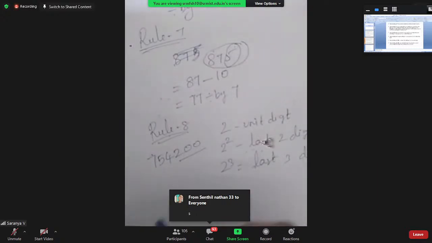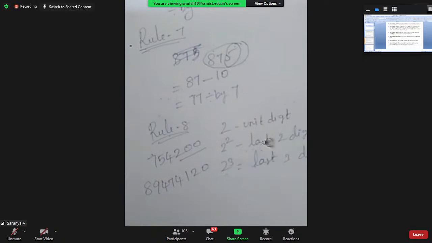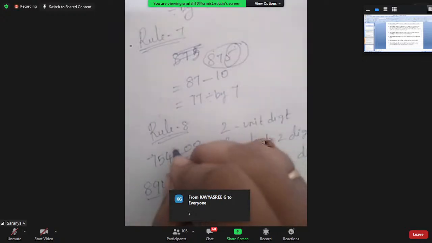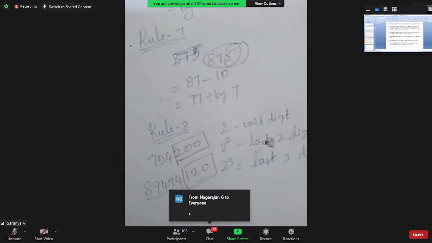And one more number, 894742120. So it's an 8-digit number. Is it divisible by 8? Check only the last 3 digits. If 120 is divisible by 8, we can say that the 8-digit number will be divisible by 8.